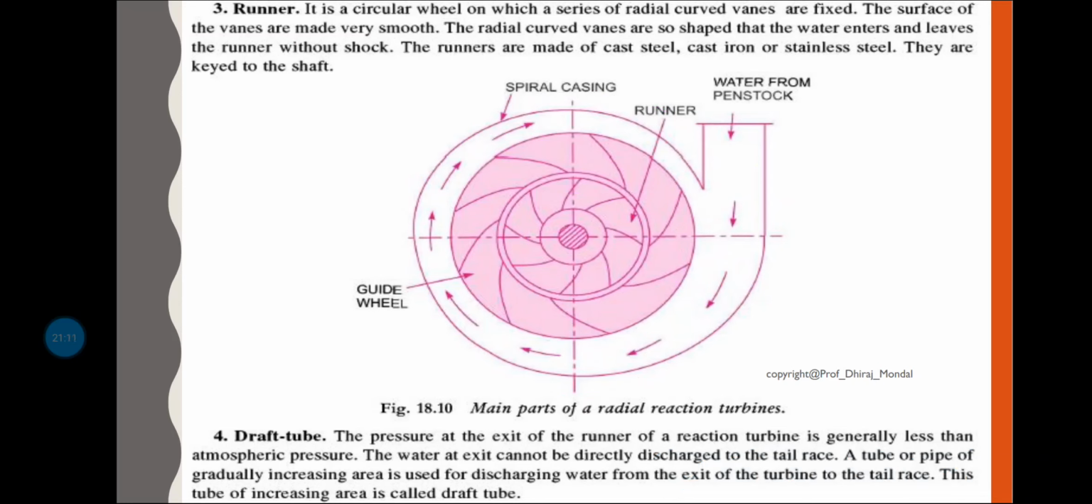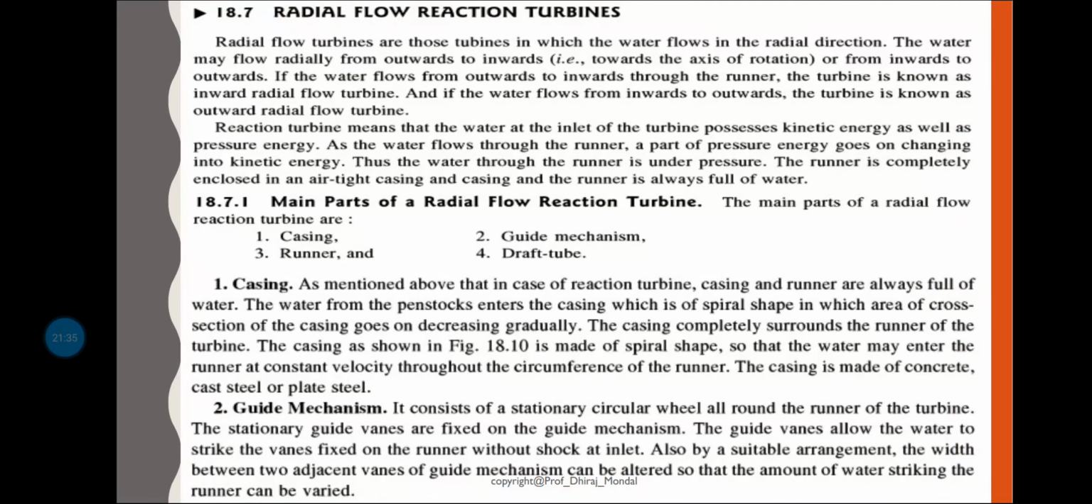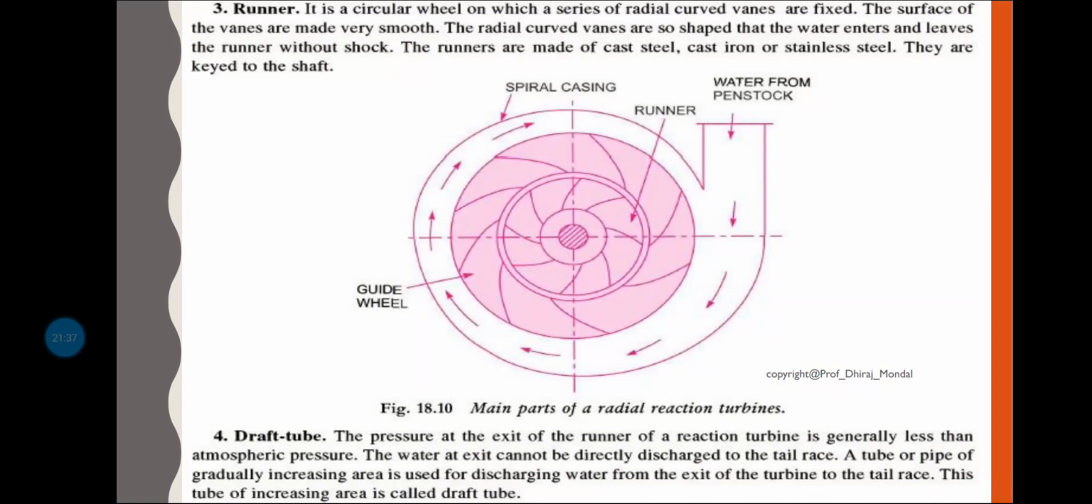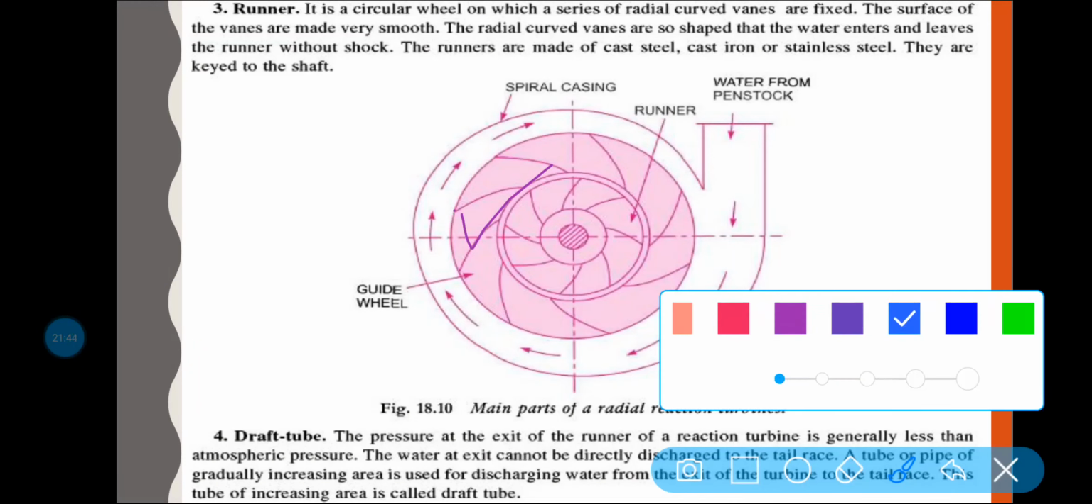It provides constant velocity and guides the water coming into the casing, and through a confined space the water comes out by the help of a draft tube at the outlet. Now come to the next point, the guide mechanism. You can see in this figure, this is your guide mechanism. Let us discuss what is guide mechanism.